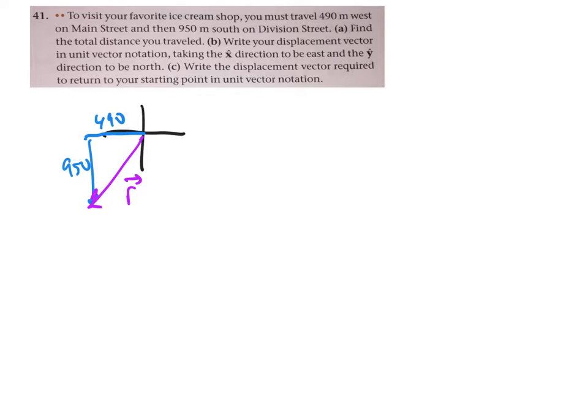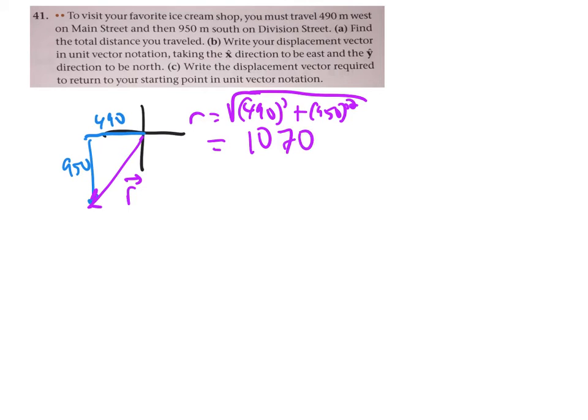So the total distance is relatively easy. It's the square root of 490 meters squared plus 950 meters squared. All of it square rooted, as said, and we get 1,070 meters to the proper sig figs. And that's part A.